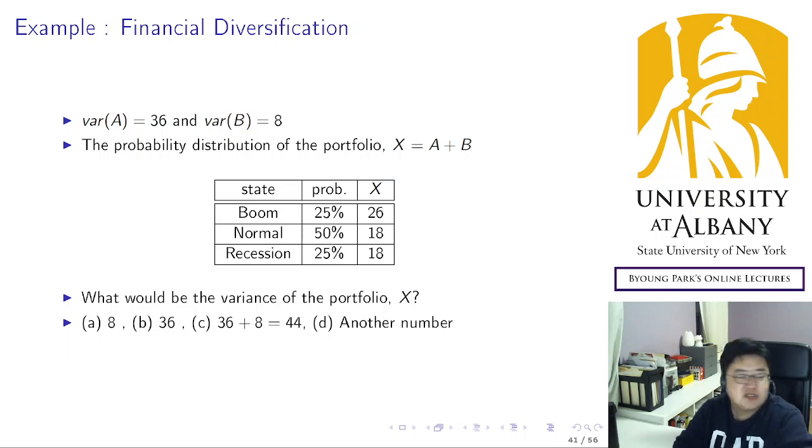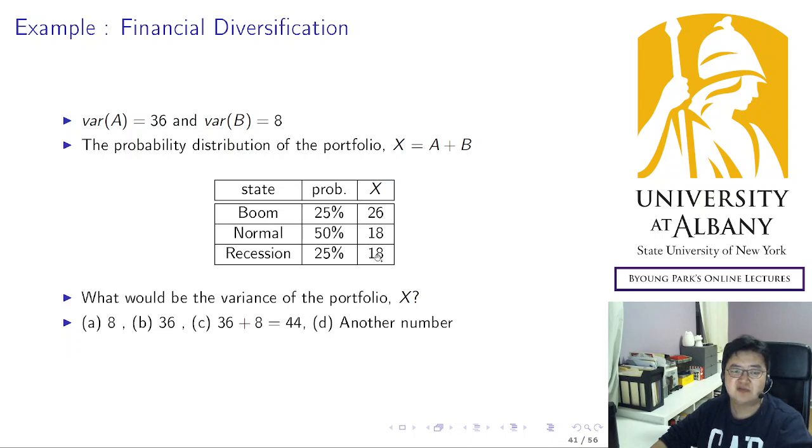So I asked you about this question, financial diversification. Here, what would be the variance of X plus B, or what would be the risk of the portfolio that invests on both A and B? Given that the variance of A is 36 and variance of B is 8, many of you may have expected something like 44, but the actual variance can be calculated directly from this probability distribution table.